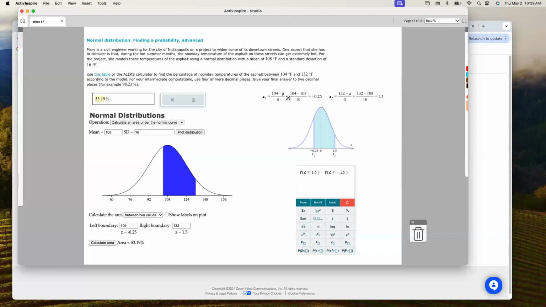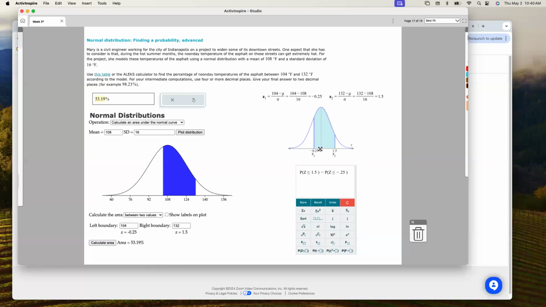If you go to the explanation, they're going to take you through standardizing this. Okay, so I would have to find the standard value for 104. If I subtract the 108 and divide by 16, which are the mean and standard deviation, I would get a negative 2.5. And same thing over here with the 132. I get a 1.5 when I subtract 108 and divide by 16. And so what we're saying here is that if you didn't have that, you would have to find the area between negative 2.25 and 1.5. And you would have to do that arithmetic before you found out what it is that you're looking for.